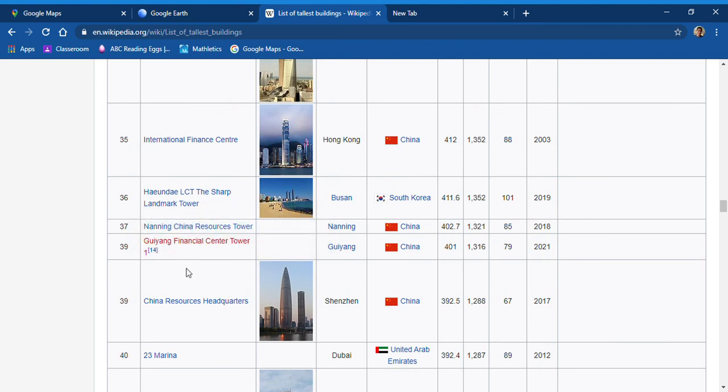39. Wait, what's 38? That's supposed to be a 38. I don't know, but for some reason it just skipped onto 39.